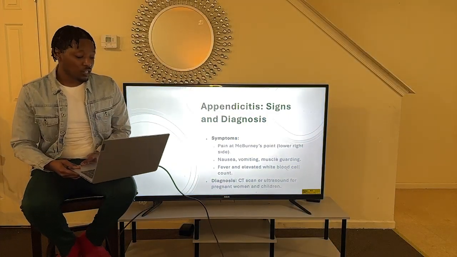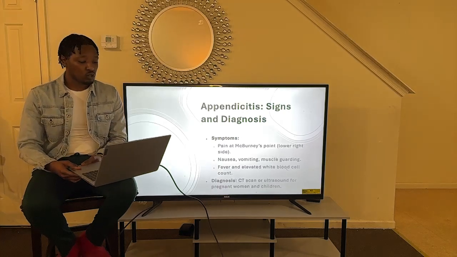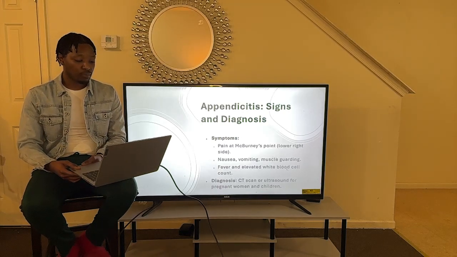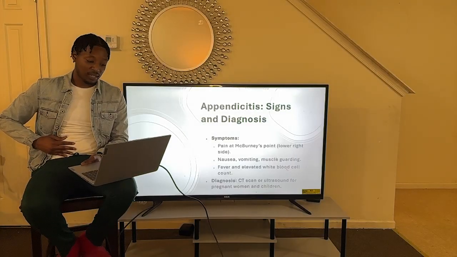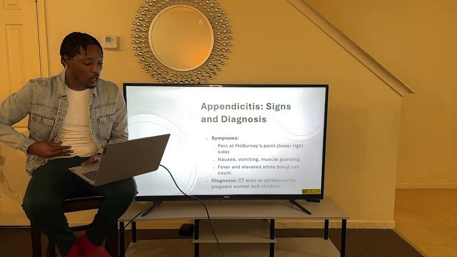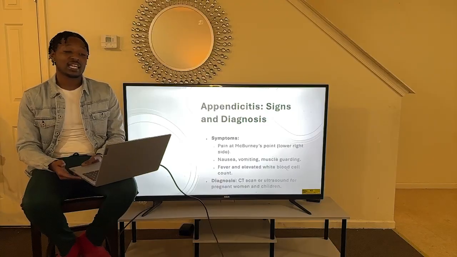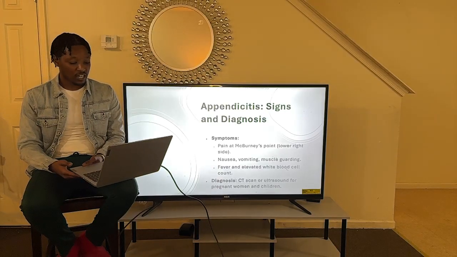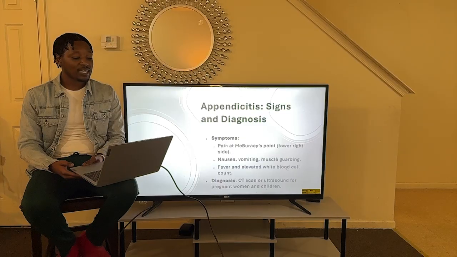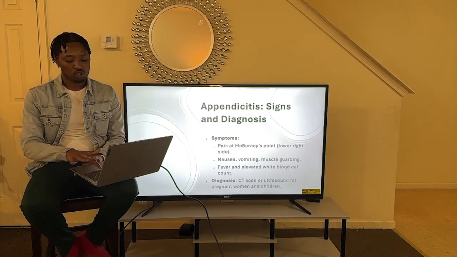Some signs and diagnoses. This includes pain at McBurney's point, which is at the lower right quadrant of the abdomen, right here. Also includes nausea, vomiting, muscle guarding, fever, elevated white blood cell counts. It is diagnosed by a CT scan, or an ultrasound for pregnant women and children.